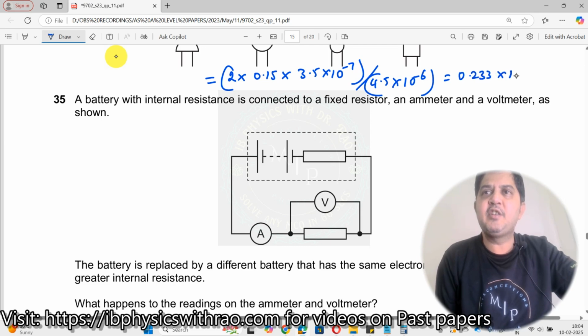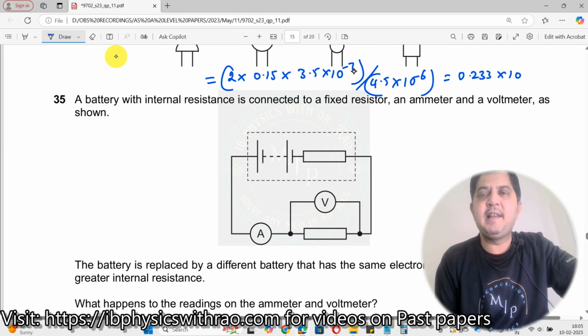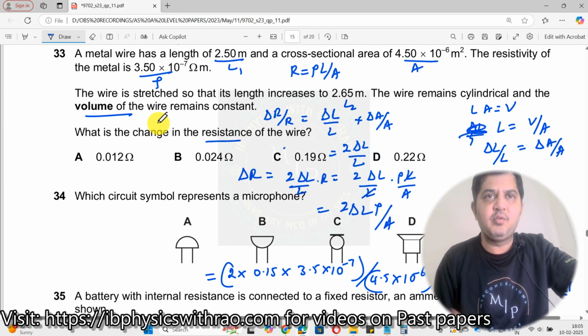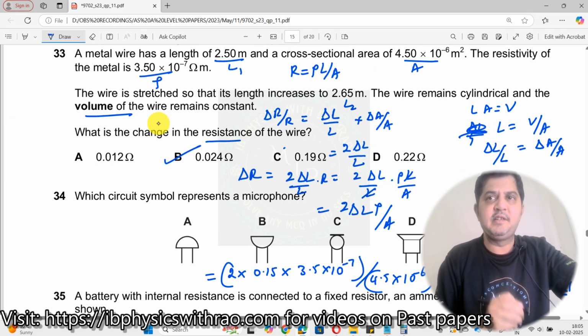0.233 into 10 to the power of, here it is minus 7, here it is minus 6, so it becomes minus 1. This is 0.0233, nearly 0.024. Your delta R should be 0.024. Answer is B. This is one method.